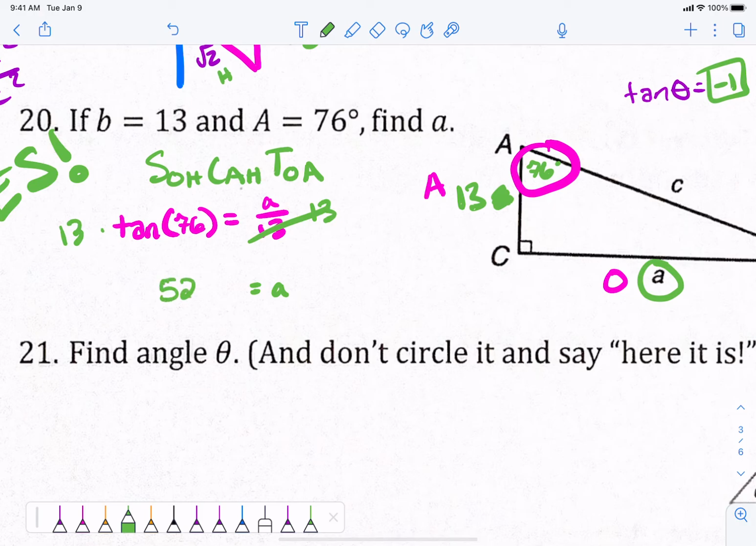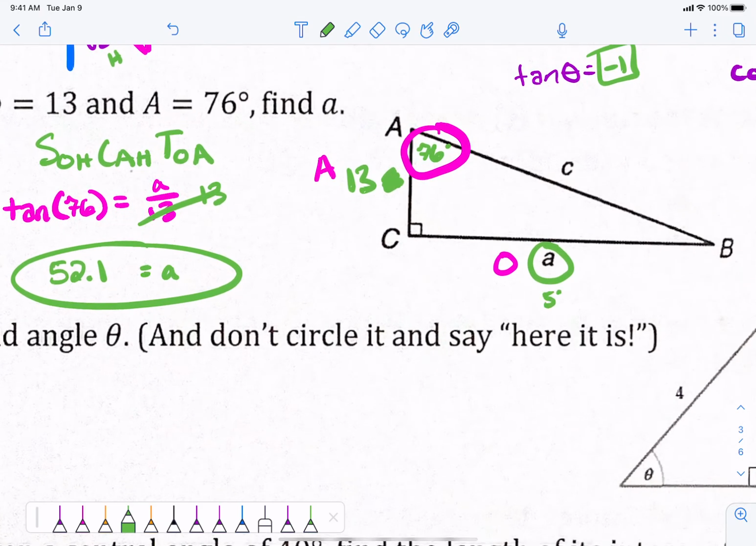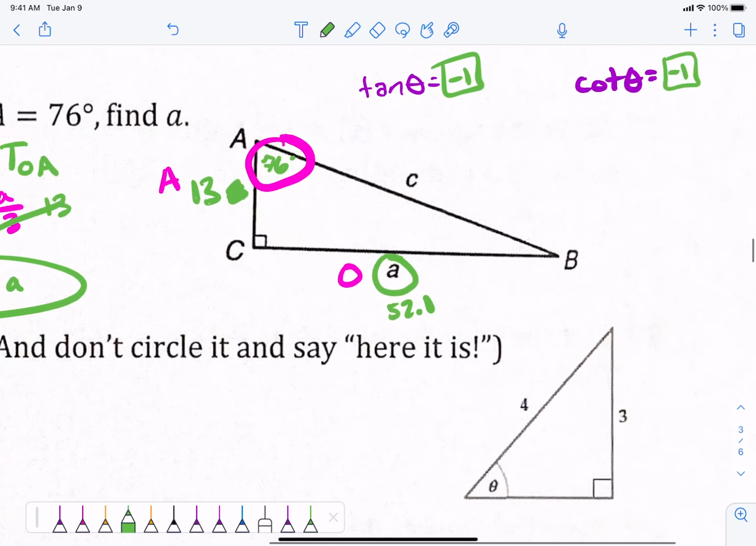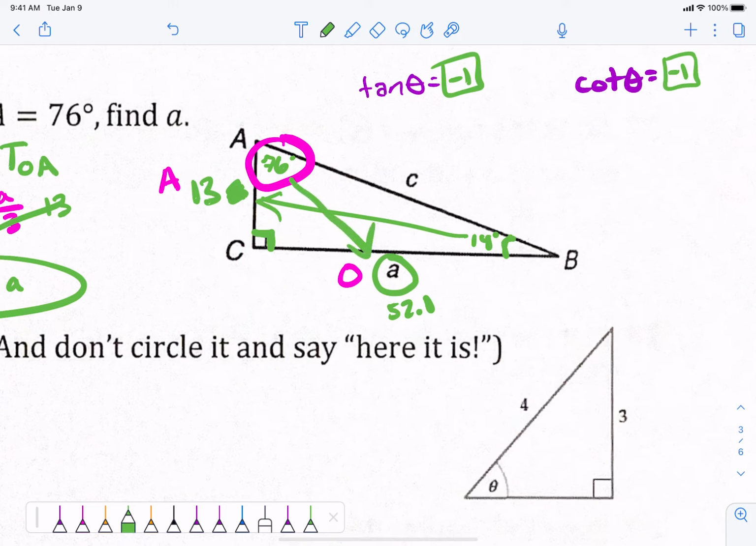Wow, that's big. 52.1. Okay, real quick, let's check. If this angle's 76 and this angle's a 90 degree, what is this little angle right here for B? 14. Does it make sense that 14 degrees would be opposite of 13 and 76 would be opposite of 52? Sure. Yeah, because in relationship to 13, 52 is a really big side. But his angle is really big in comparison to the other one, right? So that kind of seems appropriate, right?